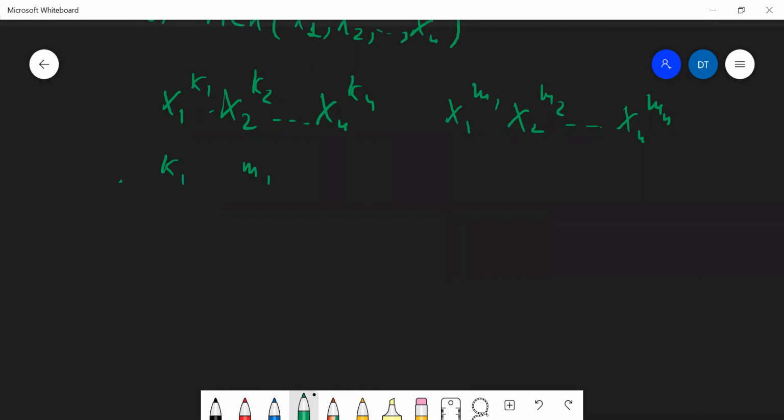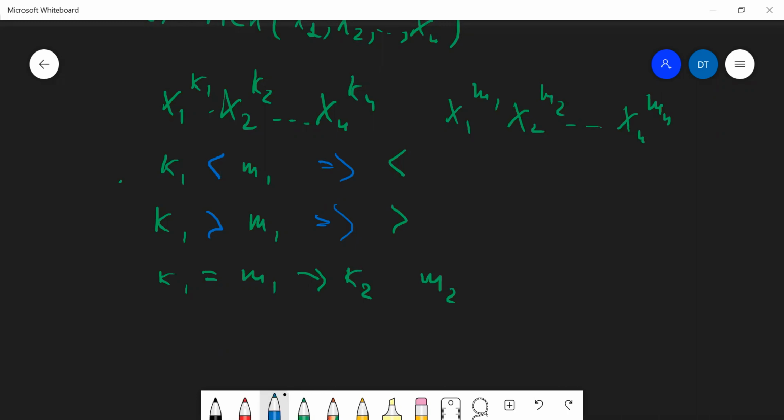There are three options. If k1 is strictly smaller than m1, then I define the first monomial to be strictly smaller than the second one. If k1 is strictly larger than m1, I define the first monomial to be strictly larger than the second one. And there is the third option, k1 is equal to m1. In this case, I switch to the second pair of degrees. So I compare k2 and m2.